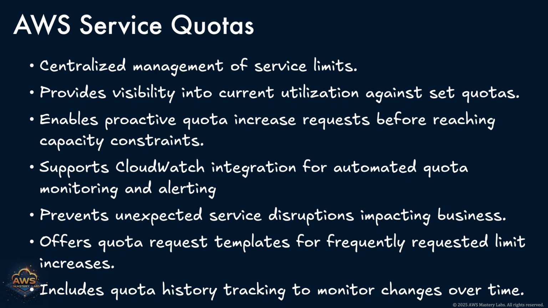For many services, quota requests can be submitted directly through the console with just a few clicks. Even better, AWS Service Quotas integrates with Amazon CloudWatch, allowing you to set up automated monitoring and alerts. That means you can be notified the moment your usage starts approaching a critical threshold, giving you time to scale ahead of demand or adjust your resources accordingly. For organizations with recurring needs, Service Quotas also offers predefined templates for frequently requested increases, streamlining the process even further. To support governance and auditing, the tool includes quota history tracking, so you can see when changes were made, who made them, and how your limits have evolved over time.